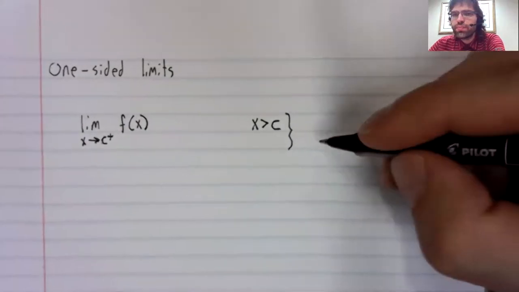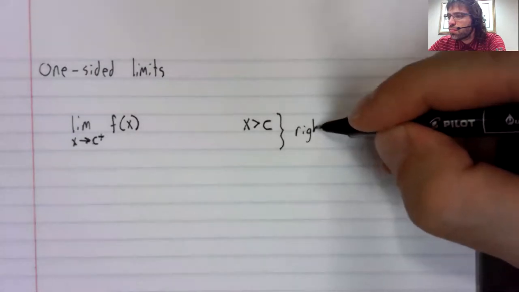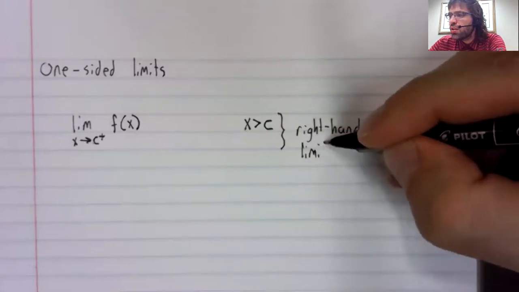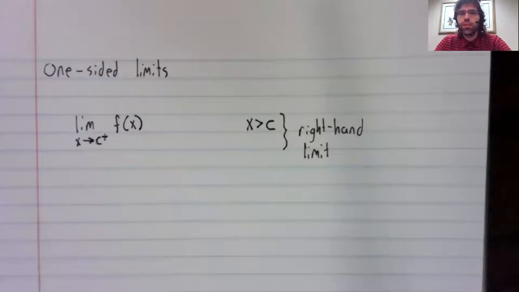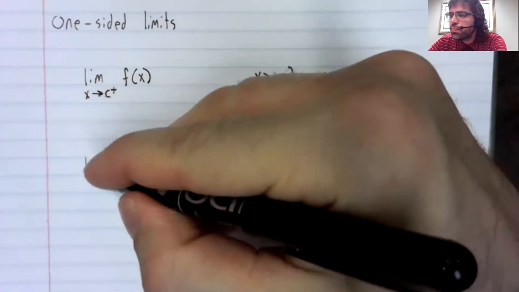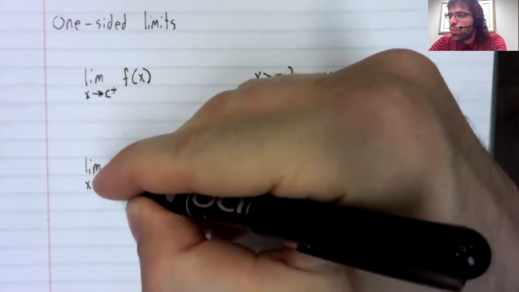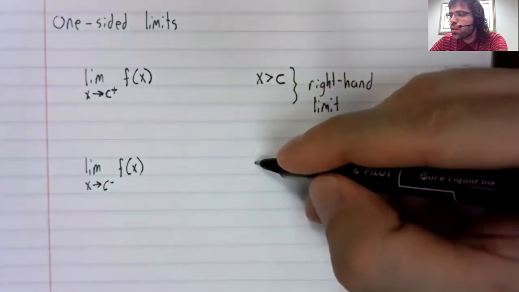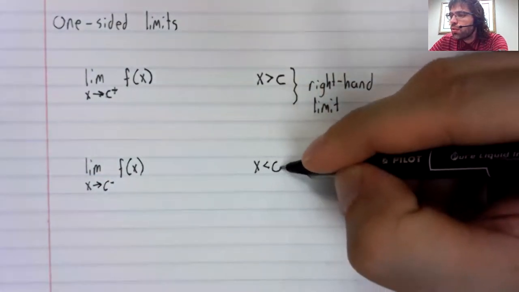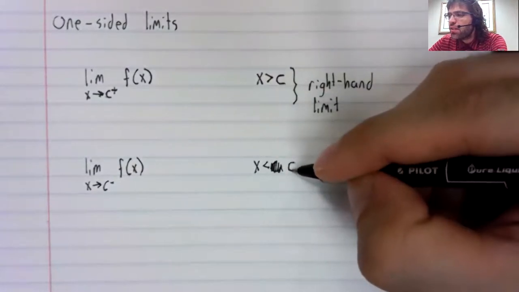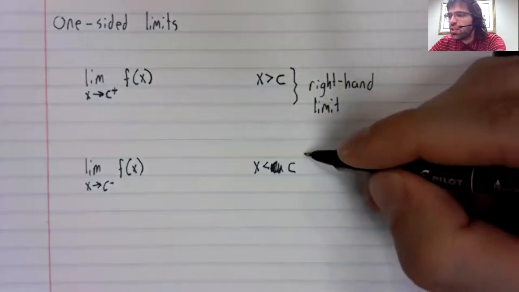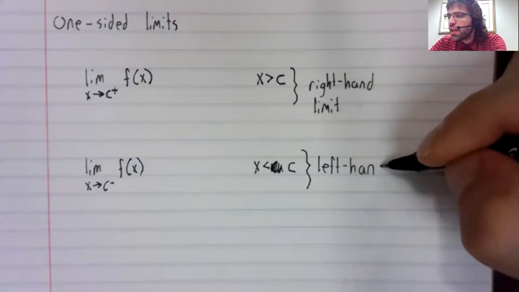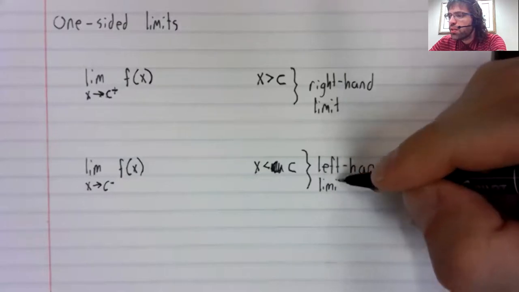And this is a right-hand limit. Or maybe you want x to approach c but x has to be less than c. This is a left-hand limit.